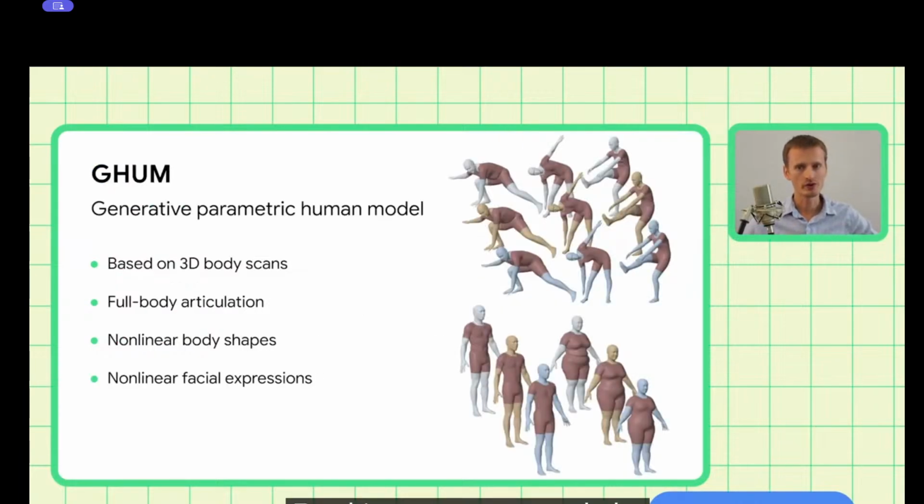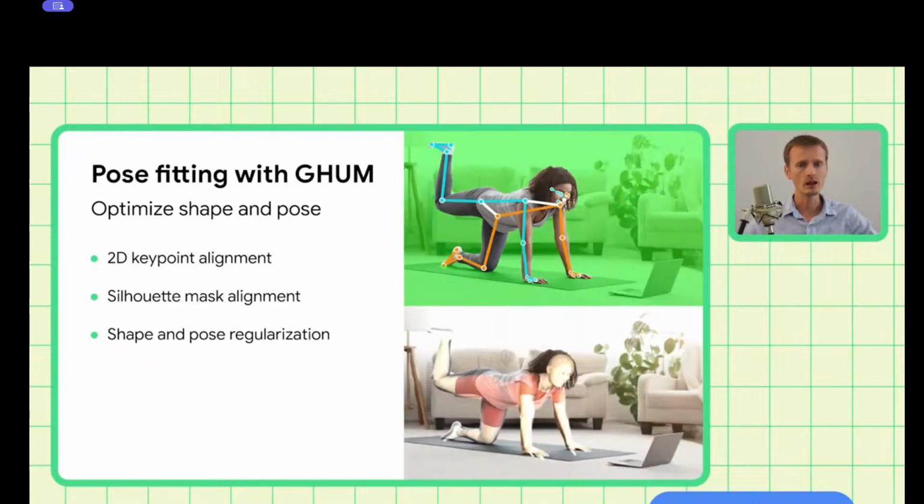For this purpose, we took the generative parametric human model called GHUM, which was recently released by Google. It is based on 3D body scans, supports full body articulation, nonlinear body shapes, and facial expressions, so it perfectly fits our case. We did the fitting by optimizing pose and shape via the next objectives: 2D key points alignment, body silhouette alignment, and additional shape and pose regularization to preserve realistic poses. And then, based on this 3D ground truth, we trained our pose detection models.